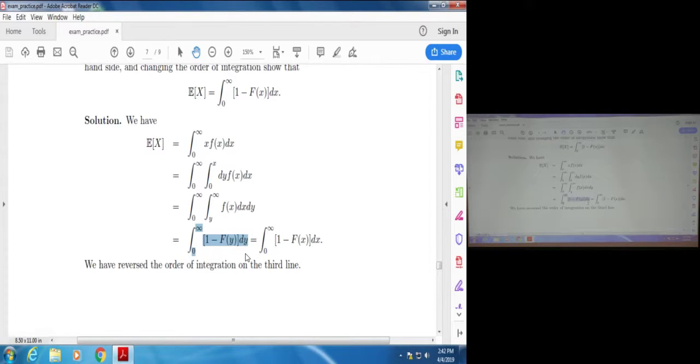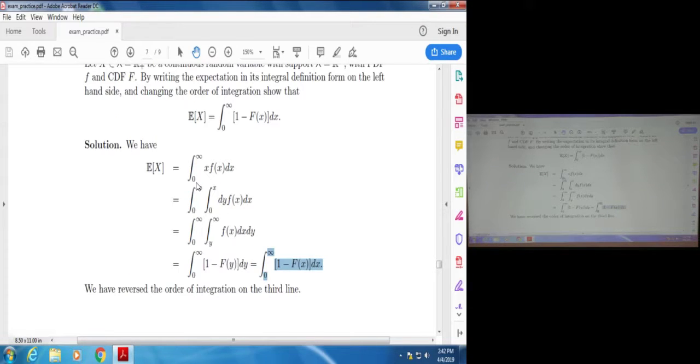Okay, and it doesn't matter if I integrate with respect to y or x, so I can write that as the integral of 1 minus F of x dx. And that's exactly what we want to show. And you can check that if x is real valued, this proof fails. So it's only true for, I guess, x in 0 to infinity or minus infinity to 0 or something, right? You can't be on the whole real line.